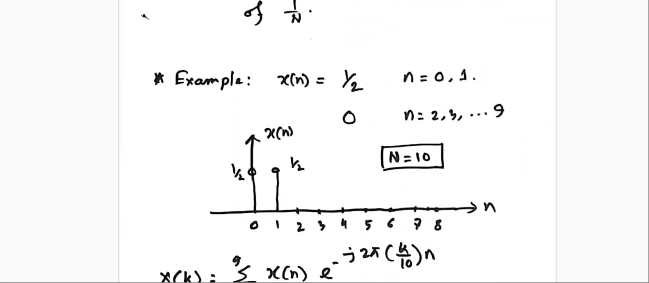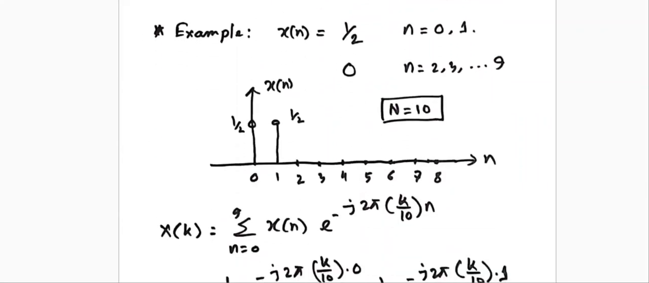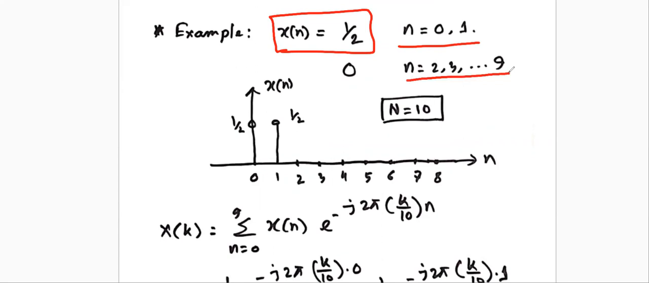Okay, let's start with one practical example. The example here is given as xn is equal to half for n equal to 0 and 1. And for other samples from 2 to 9, those are zeros. Practically, what happens? So this is from 2 to 9. There should be 9 here.